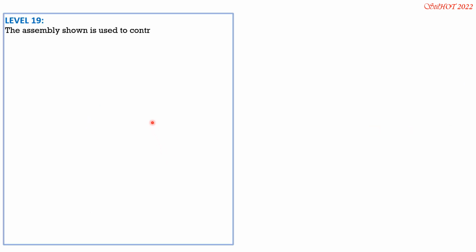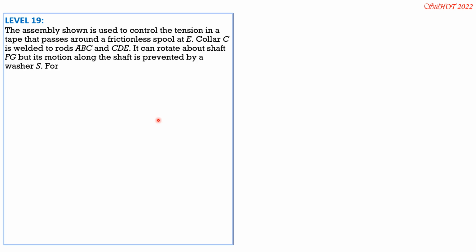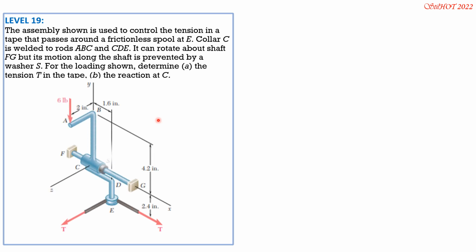The assembly shown is used to control the tension in a tape that passes around a frictionless spool at E. Collar C is welded to rods ABC and CDE. It can rotate about shaft FG, but its motion along the shaft is prevented by a washer S. For the loading shown, determine the tension T in the tape and the reaction at C.